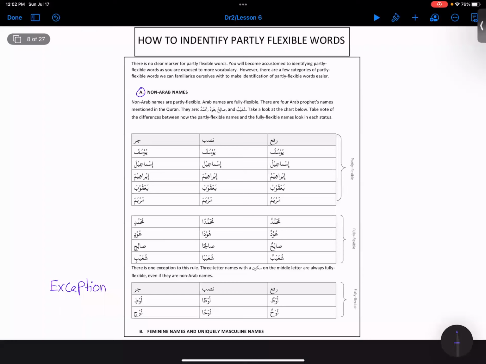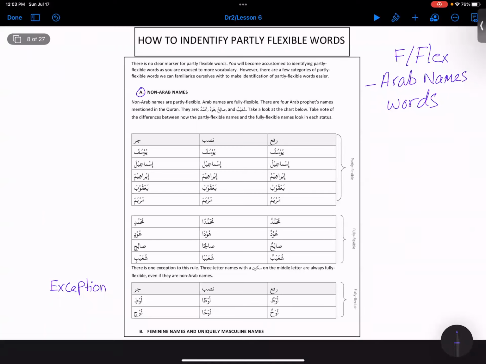Now let's see some examples or markers, how we are going to identify partly flexible words. One category we need to remember is non-Arab names. Arab names, or Arab words, are fully flexible. So what would be the opposite? That means non-Arab names are going to be partly flexible.